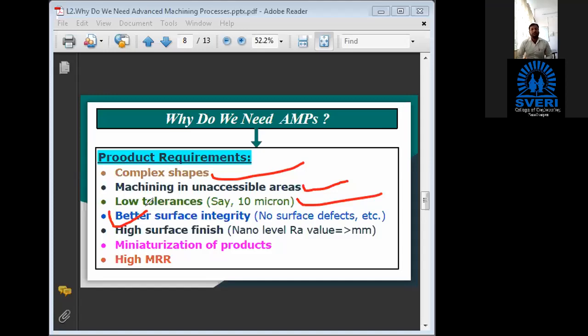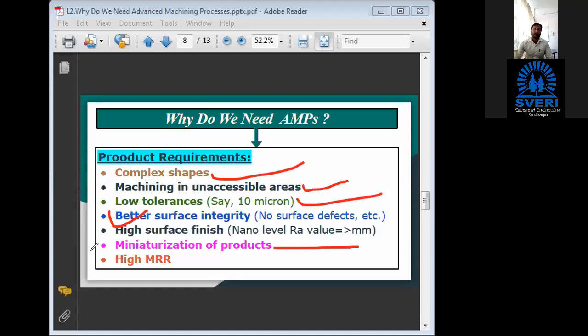Otherwise, what will happen? Your product may get rejected during the inspection. So if you want better surface integrity, then you have to go for the advanced machining process or non-conventional machining process. Getting it?